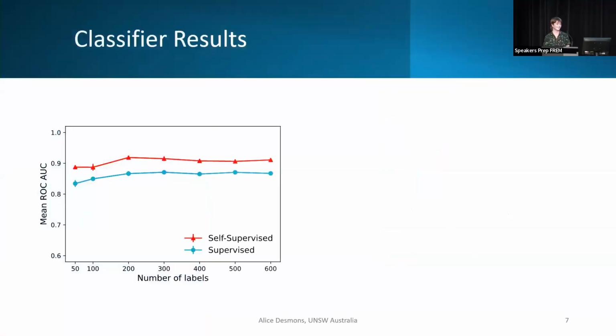Now, getting into some results, here I have a plot of the mean area under a ROC curve as a function of the number of labels used for training. I don't really have time to go into what a ROC curve is, but all you need to know is that an ideal model has an area under the curve of 1, and a random model has an area under the curve of 0.5. So the higher the point is on this plot, the better the model is doing. And we plot this area for our self-supervised model in red, and then a supervised model in blue. And this supervised model was designed by Pearson et al. in 2019.